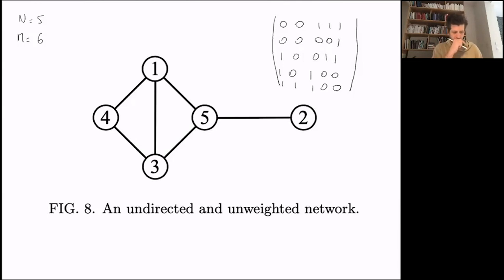Now, something that can be observed is that there is no element on the diagonal, which makes sense because we don't have self loops. We don't have links that connect nodes to themselves. But also this matrix is a symmetric matrix, which makes sense because the graph that we have is undirected.